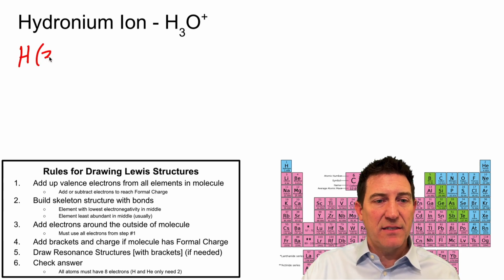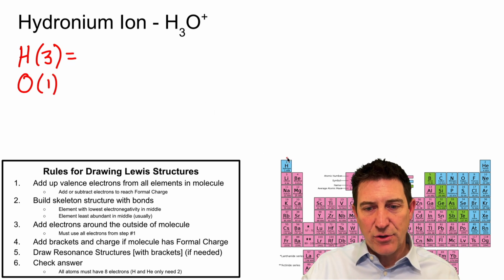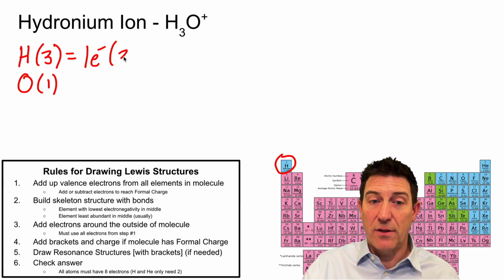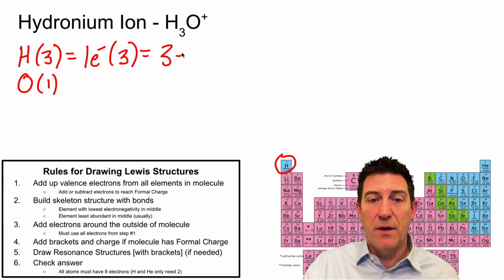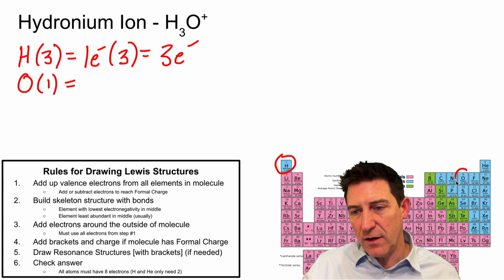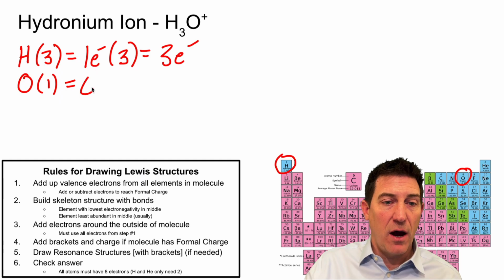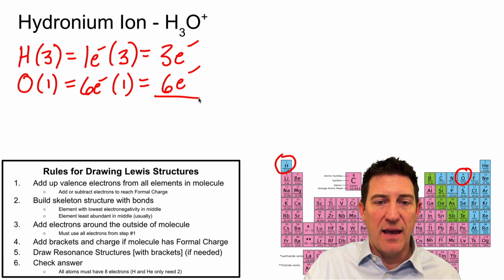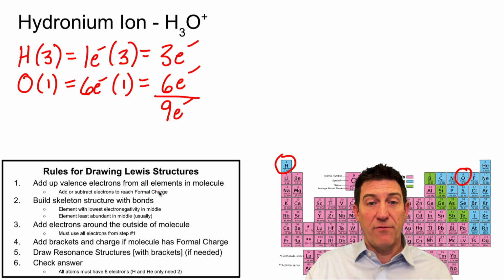I need to add up my valence electrons. So I have 3 hydrogens and I have 1 oxygen. Hydrogen over here is in group 1A. So each hydrogen is going to bring 1 valence electron to the party, but there are 3 that are going to show up. So we'll have a total of 3 electrons coming from the hydrogens. Oxygen, I find it over here, is in group 1, 2, 3, 4, 5, 6. So oxygen has 6 valence electrons, and that means I have 6 plus 3 is 9 electrons to build my structure. That's this part.